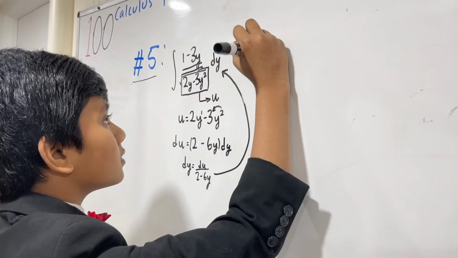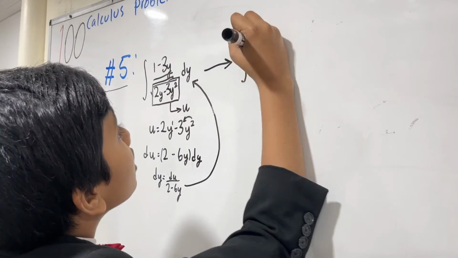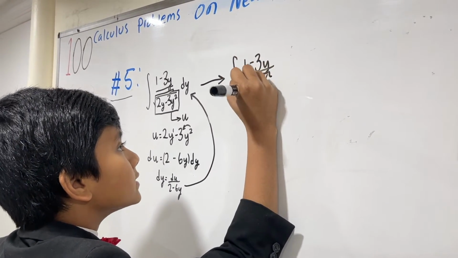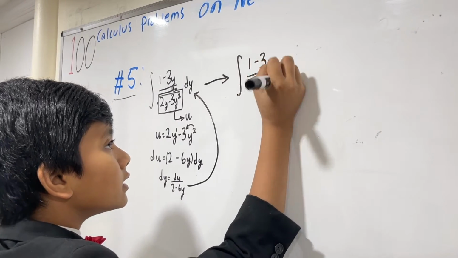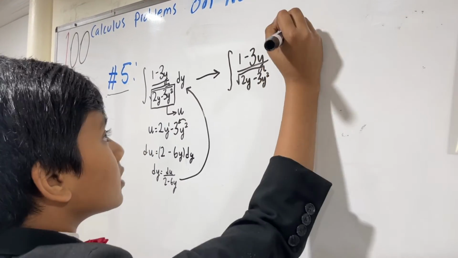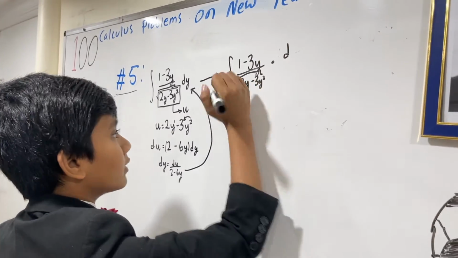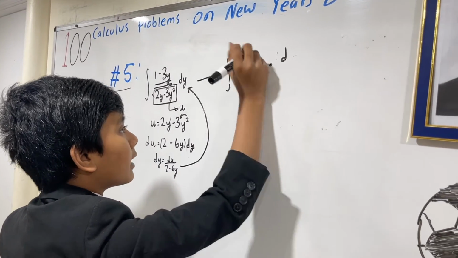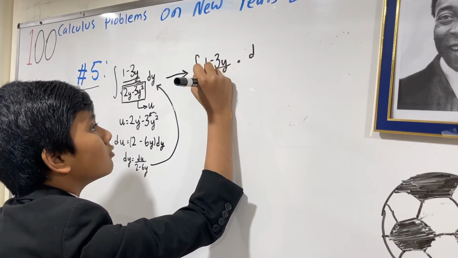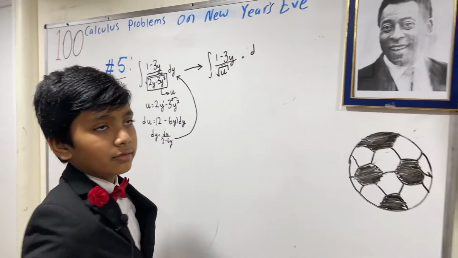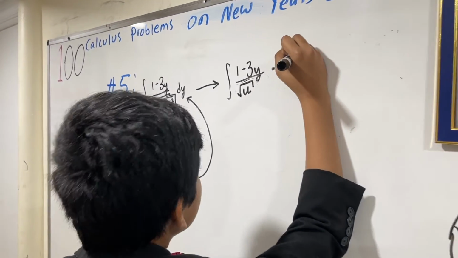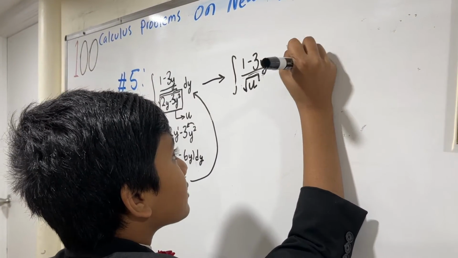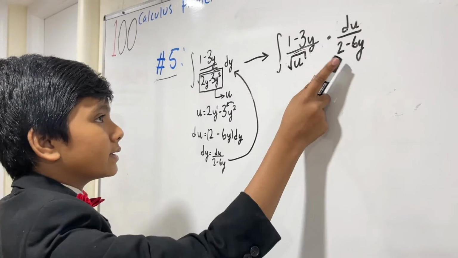And this becomes the integral of 1 minus 3y over the square root of 2y minus 3y squared times du. Oh yeah, and sorry, but I forgot that 2y minus 3y squared is our u, so we just express it as u instead of the whole thing, times du over 2 minus 6y, the expression that we solved for earlier and plugged in.